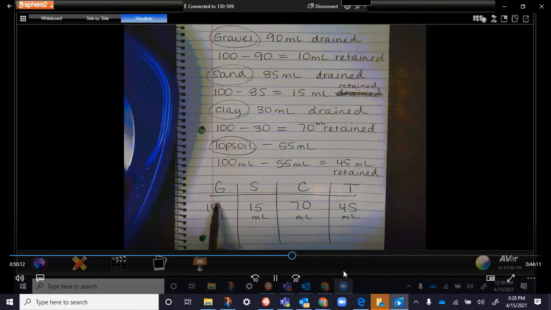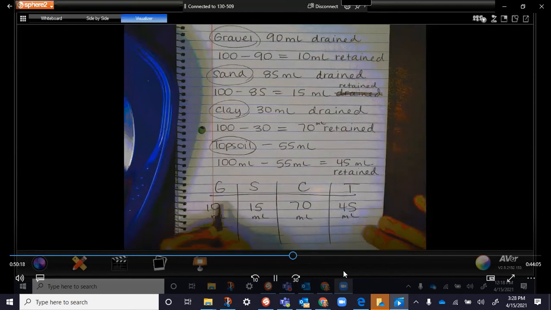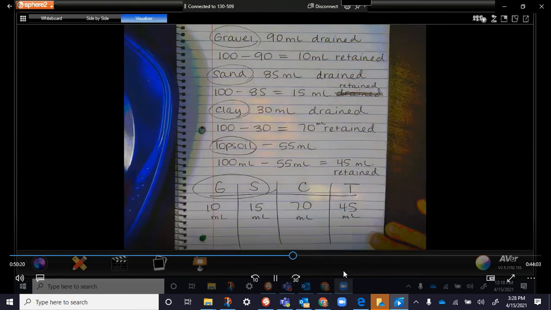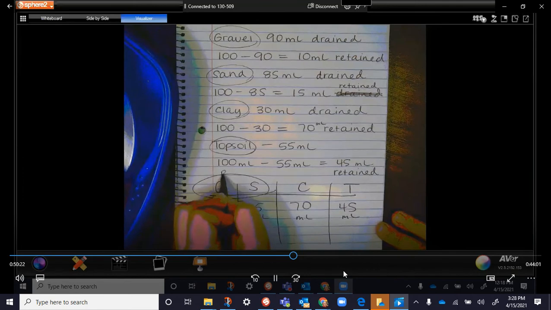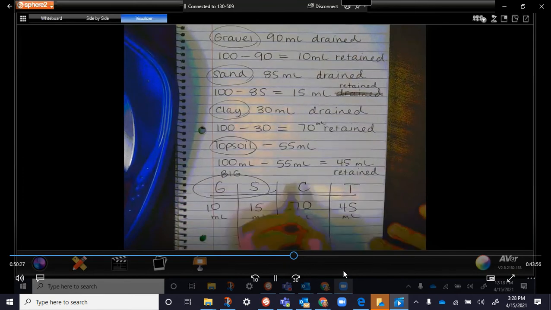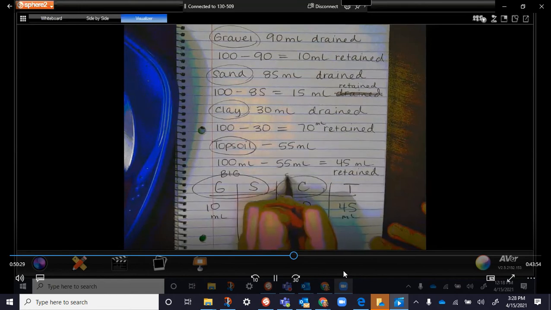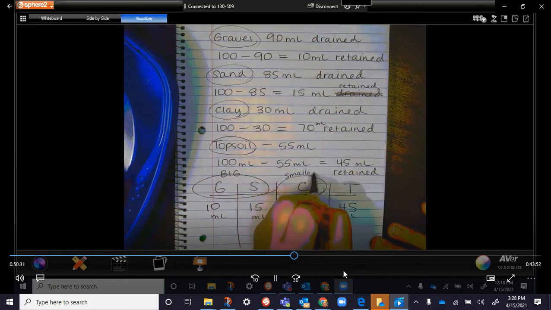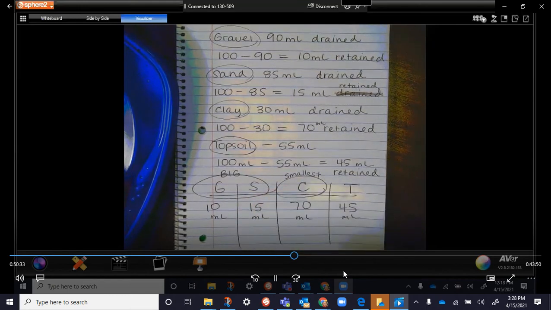So our things that had really big particle sizes, look how small their numbers are. These right here, the gravel and the sand, are the ones with the big particle sizes. Clay has a very small, this is your smallest particle size. Look how big the amount that was retained. And then topsoil, what do you notice about it?